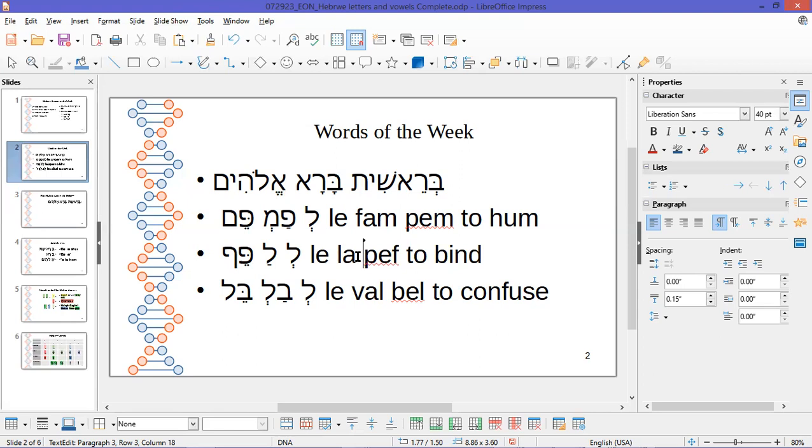And look at this. This one right here, just a little nugget for you. You know the Tower of Babel? This is off of the same root right here. Didn't he say he founded the language? Yes. So Babel in English converts to le val bel in Hebrew. Is that what you're saying?